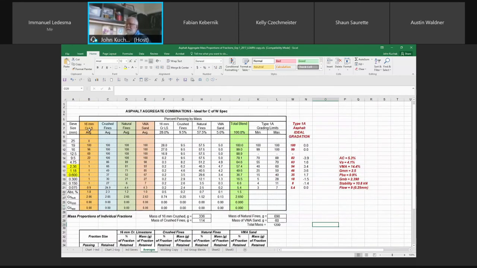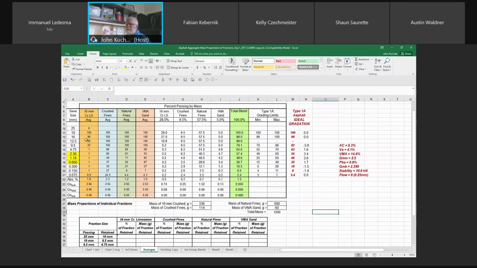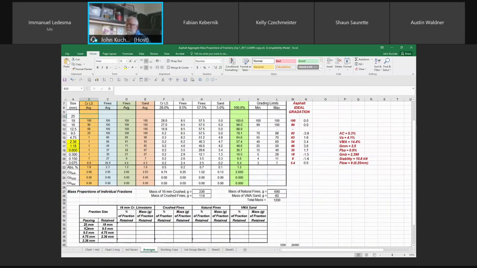So if we look at our 16 millimeter crushed limestone, we have a gradation here: 100%, 96, 60. We're looking at our first one. What's the percent material retained on the 19 millimeter that passes the 25? We have none because it passes. We get 100% passing 19, so we have nothing sitting on the 19. So 0%. Okay, let's look at the next one.